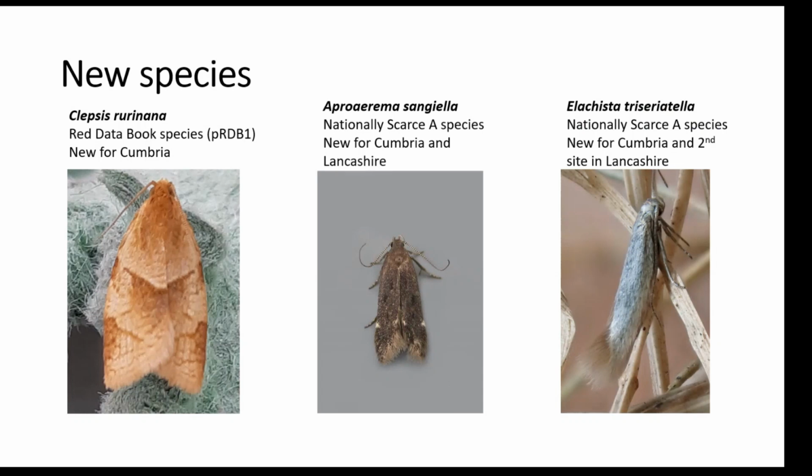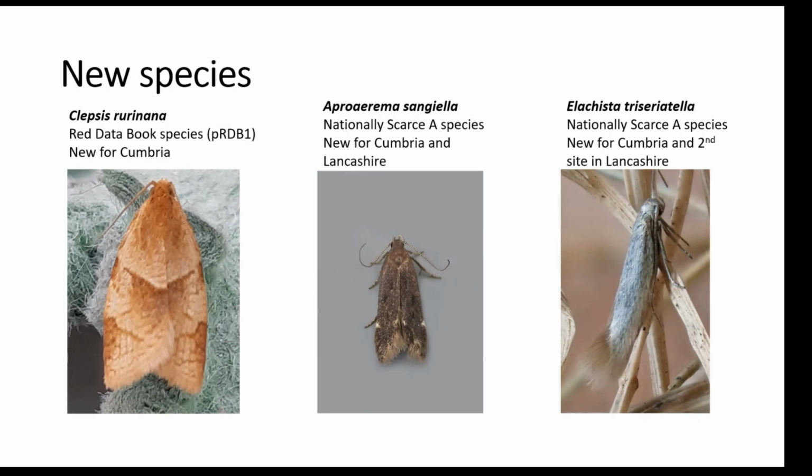And just a few of those species that were quite significant. So this species here is a species of micromoth called Clepsis rurinana. Probably fewer than a dozen records in the whole of the UK. I found 2 individuals on file. Not new species for Cumbria, Aproarema sangiella, new for both Cumbria and Lancashire.